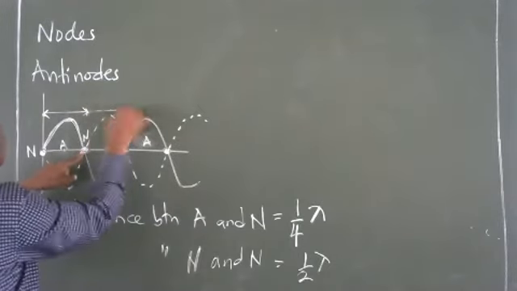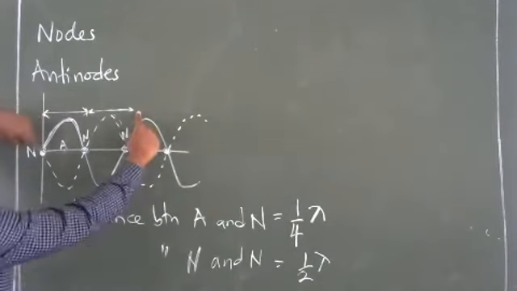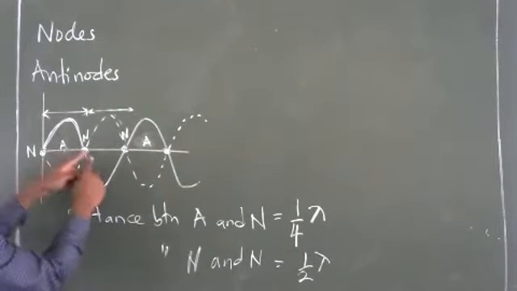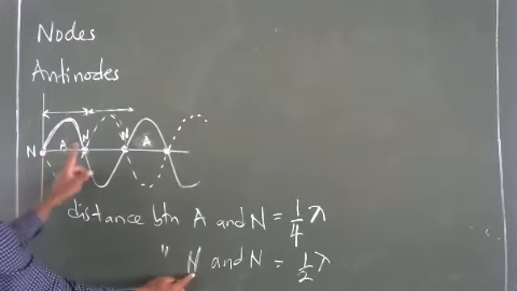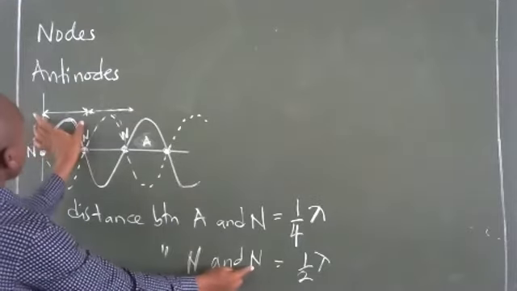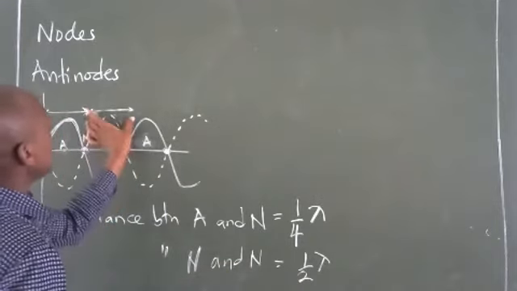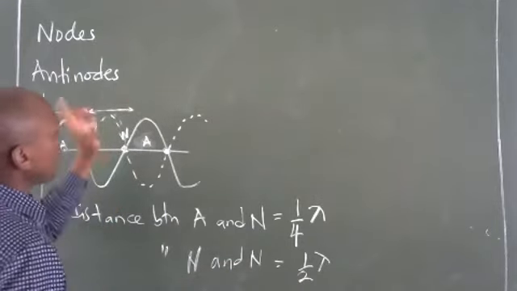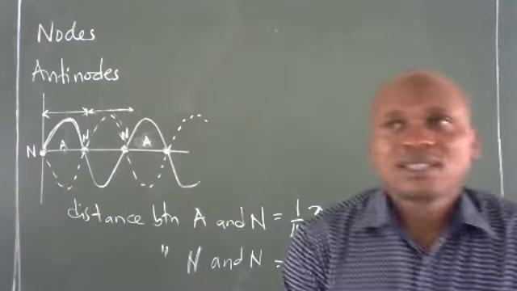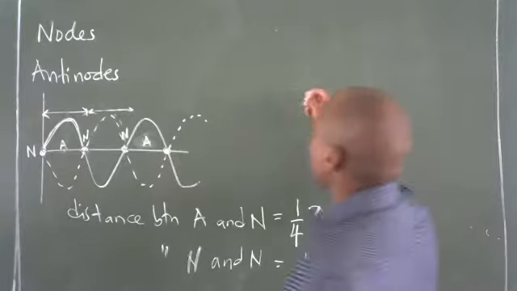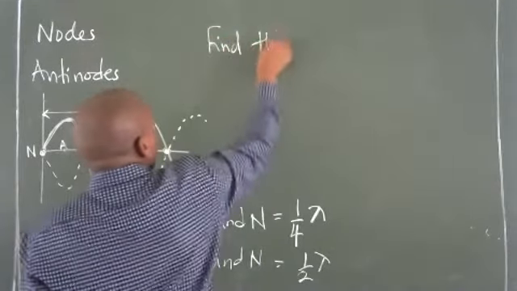That's when you get a full wavelength. From here up to here is a full wavelength. This is the first node, the second node. So the distance between the first node and the second node is a half. Then you get another node plus another node, another half. Therefore, you get a full wavelength. They can ask you a question in this form. Let us create a question. Find the wavelength.